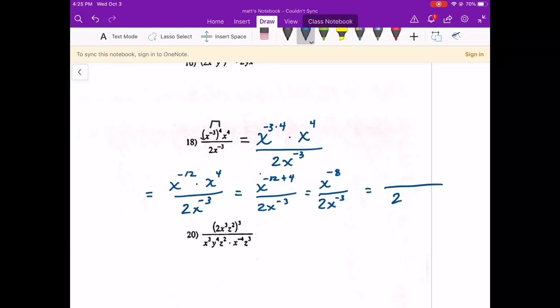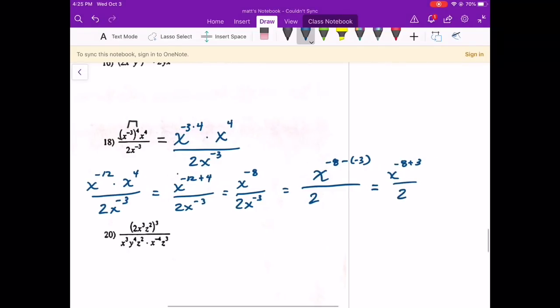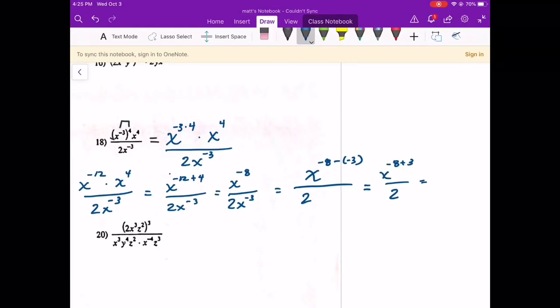Now, x to the negative 8 divided by x to the negative 3, that means I'm going to subtract the exponents. So that's going to look like x to the negative 8 minus negative 3, because again, I'm dividing. Don't forget about your negatives here. Again, all my results are going in the numerator, and then I'll deal with the negative exponents at the end. Minus a negative is the same as plus. So that's negative 8 plus 3 over 2. Simplify, and I get x to the negative 5 over 2.